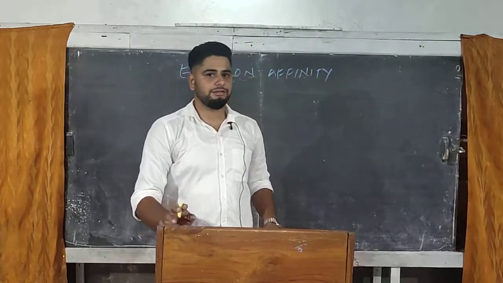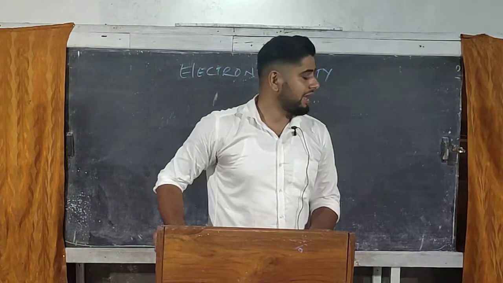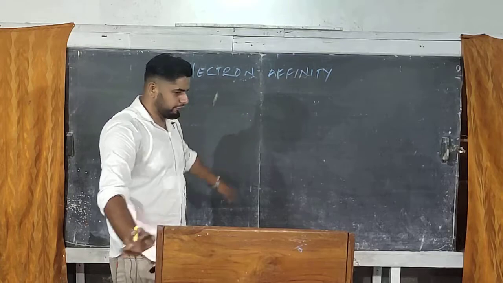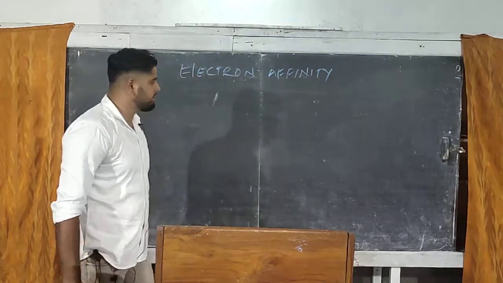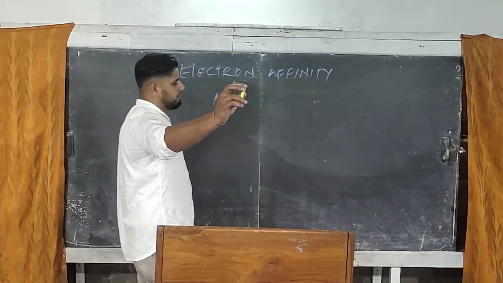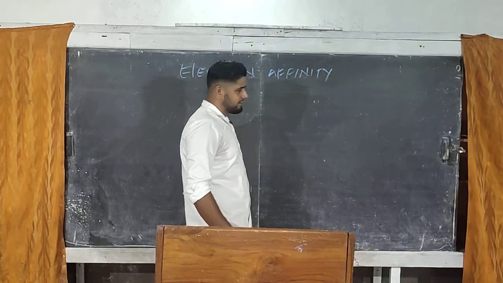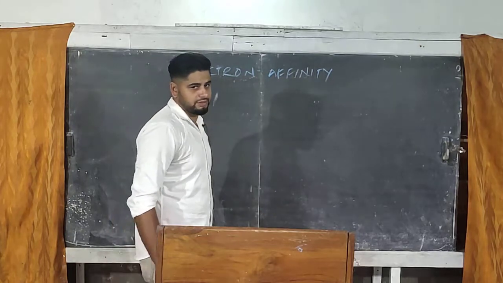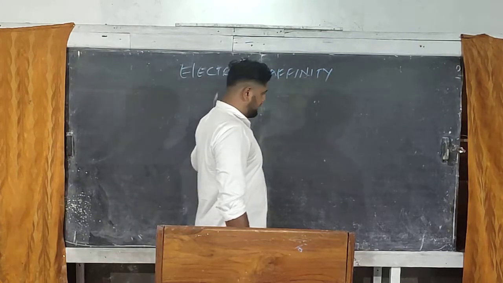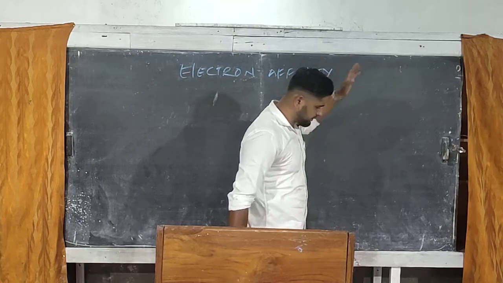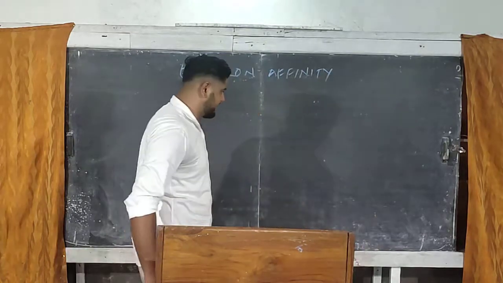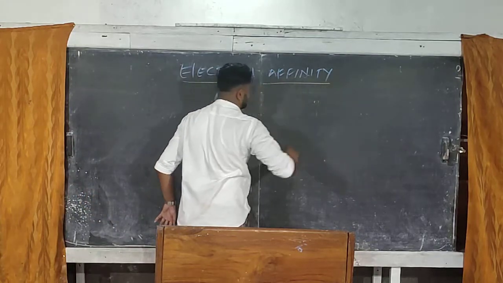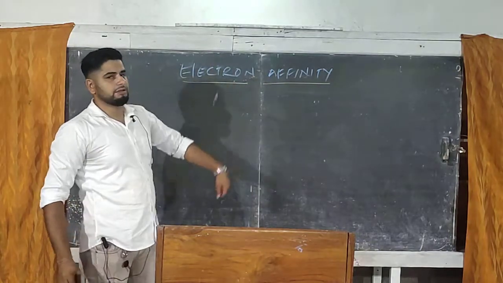In our last class we had discussed ionization potential. So today we will discuss electron affinity. Ionization potential, in the last class we discussed, is the energy required to remove an electron, yes or no? And what happens if we move from left to right, top to bottom, we have all done that, yes or no? So today we will discuss electron affinity and its trend along the period and down the group.